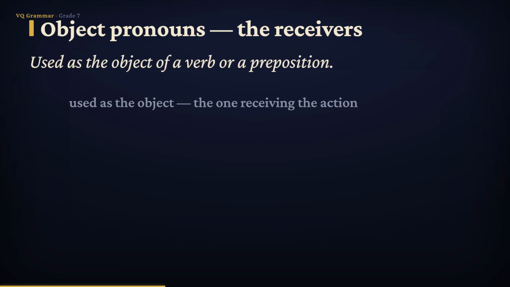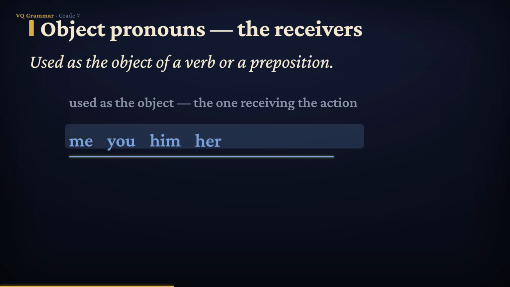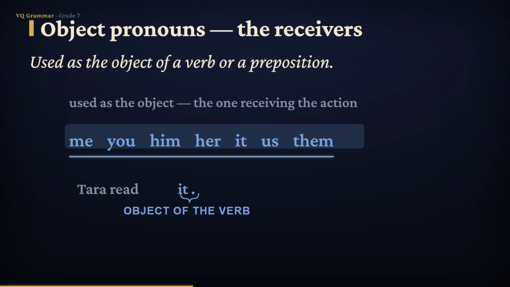The second form is the object pronoun. An object pronoun is used as the object, the word that receives the action. Here are all 7. Me, you, him, her, it, us, and them. An object pronoun can follow a verb. Tara read it. Read what? It. The pronoun it receives the action of the verb.